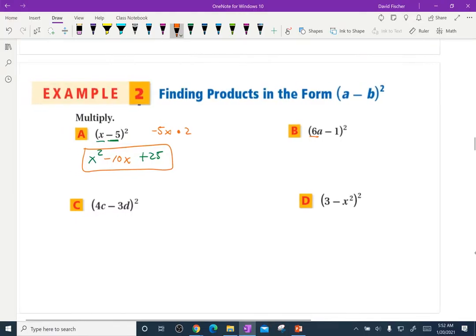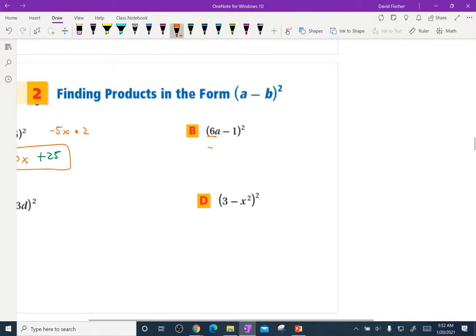Let's square it. That would be 36a to the second. Again, this is a part that's kind of a little bit weird. Negative 1 times negative 1 is going to be a positive 1. I want to leave some room for my middle term. Now multiply the two. 6a times a negative 1 would be a minus 6a, and I want to multiply that by 2. So that'd be a minus 12a.